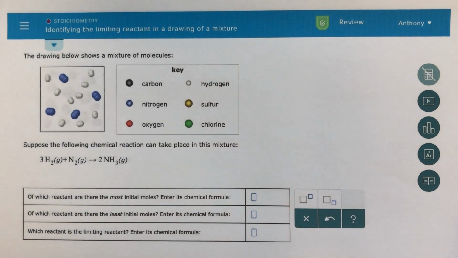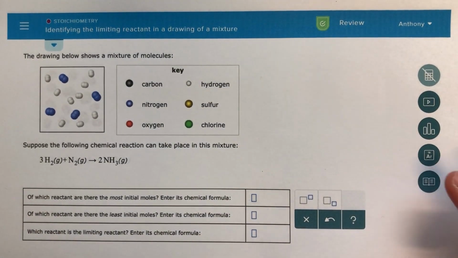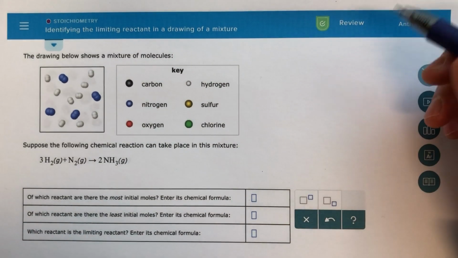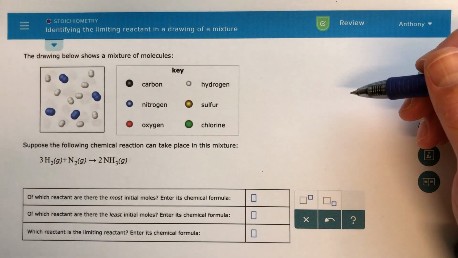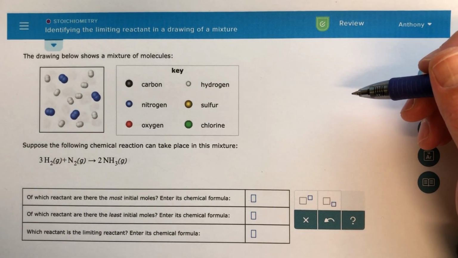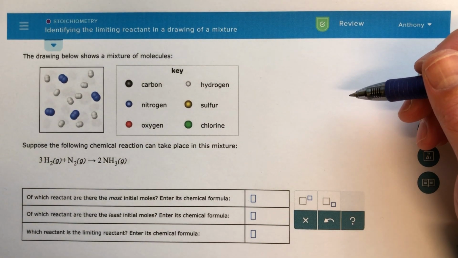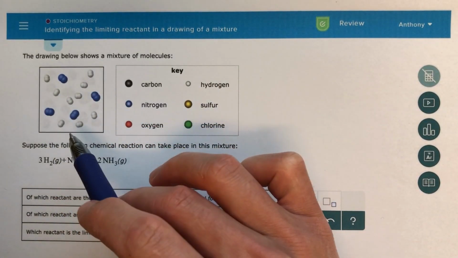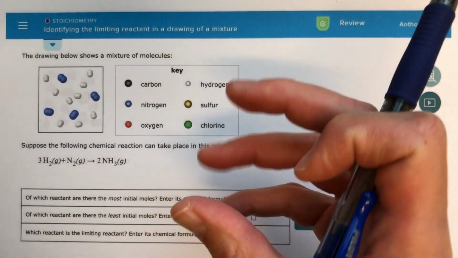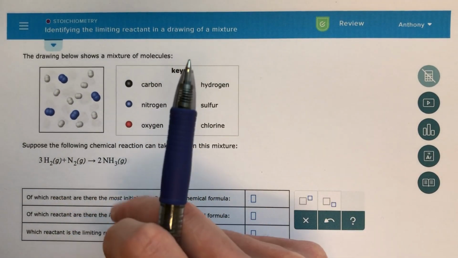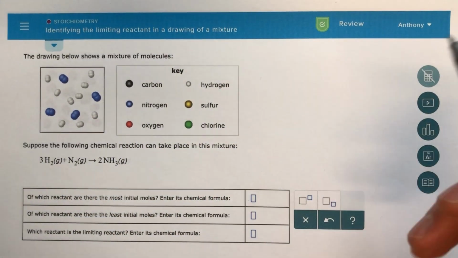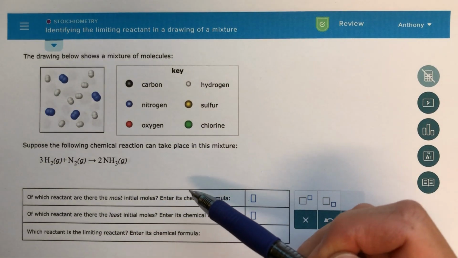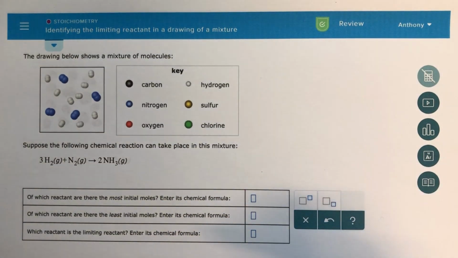All right, welcome back. This is an ALEKS topic that's called identifying the limiting reactant in a drawing of a mixture. I think it's a really good topic for us to start thinking about limiting reactants and getting a sense of what we mean and some of the terminology. And it's also good to visually see what we're talking about when we're talking about these chemical reactions. So I'm going to do two versions of this problem to give us some extra practice, but let's go ahead and get started.